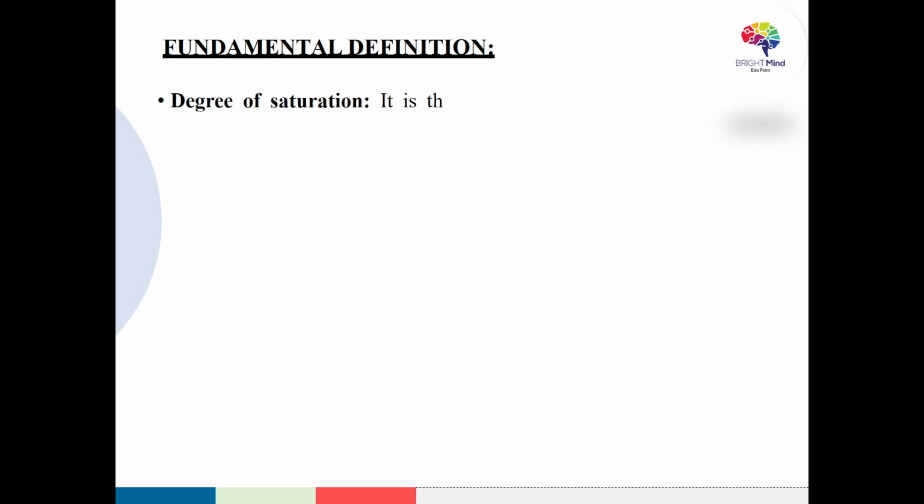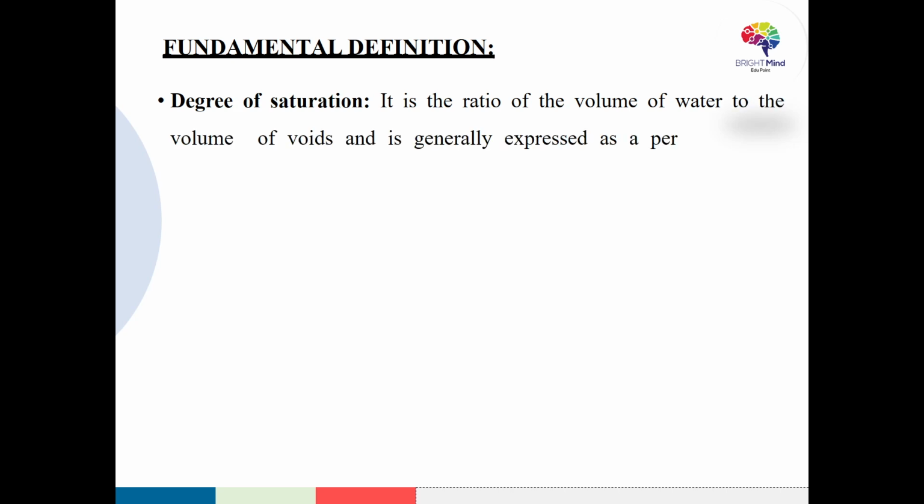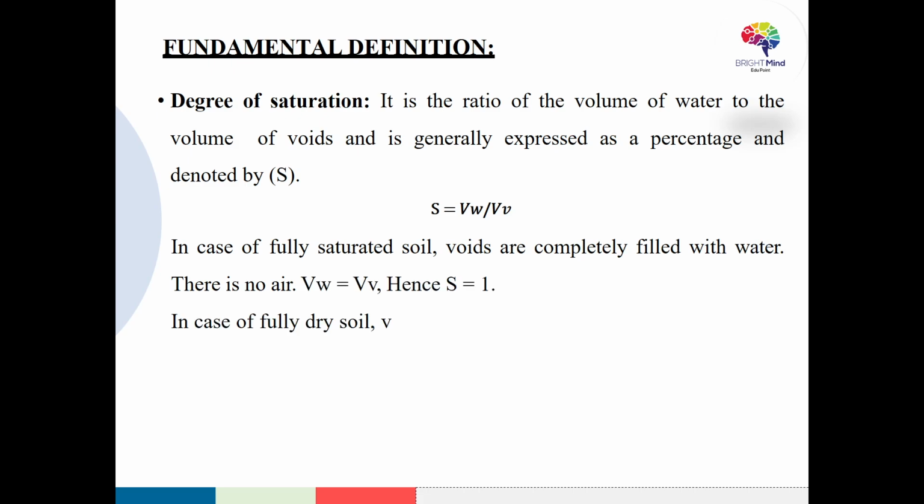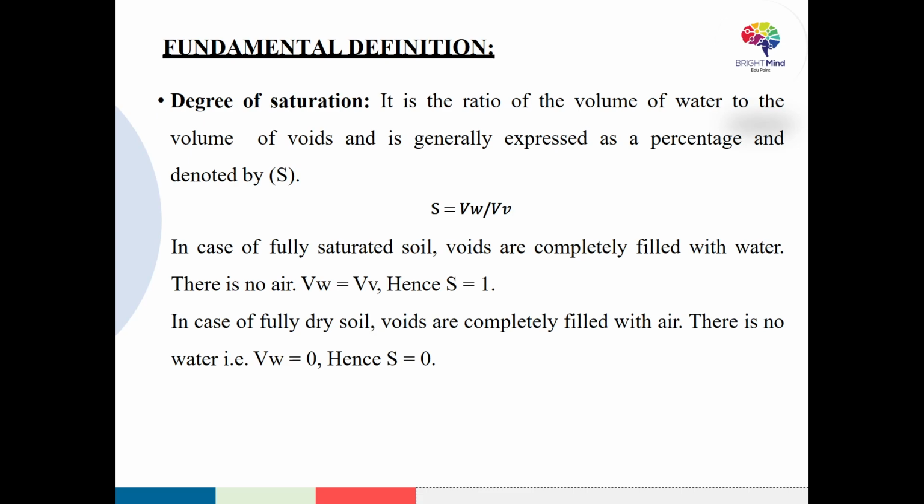The fourth definition is the degree of saturation, which is defined as the ratio of volume of water to the volume of voids. This degree of saturation is denoted by capital S and it is also expressed in percentage. In case of fully saturated soil, which is completely filled with water, means there is no air, so volume of water is equal to volume of voids, and hence we write the value of S as 1.